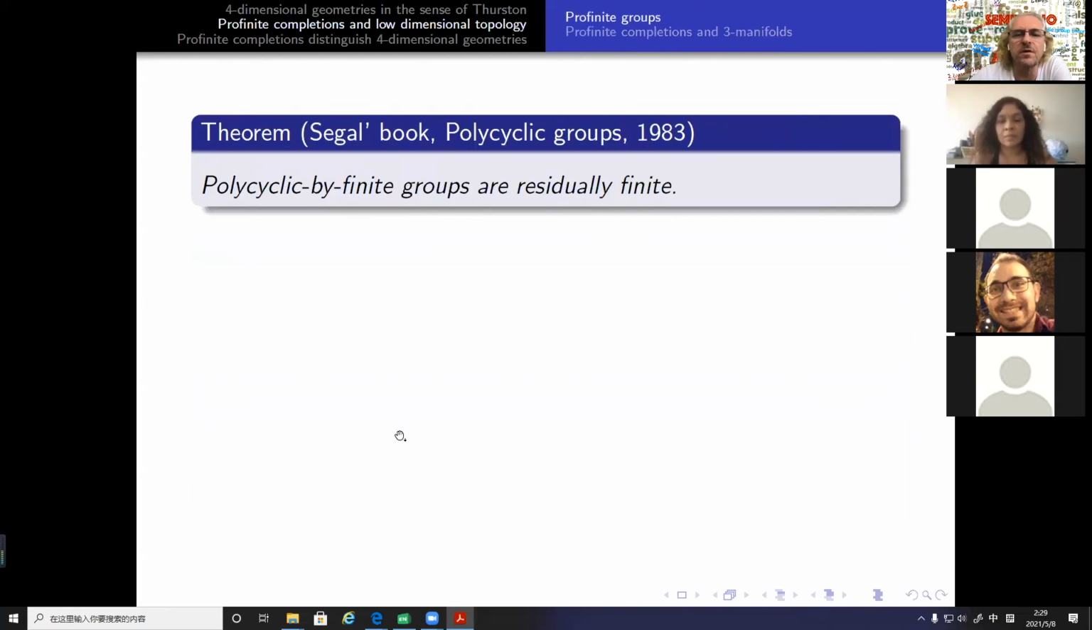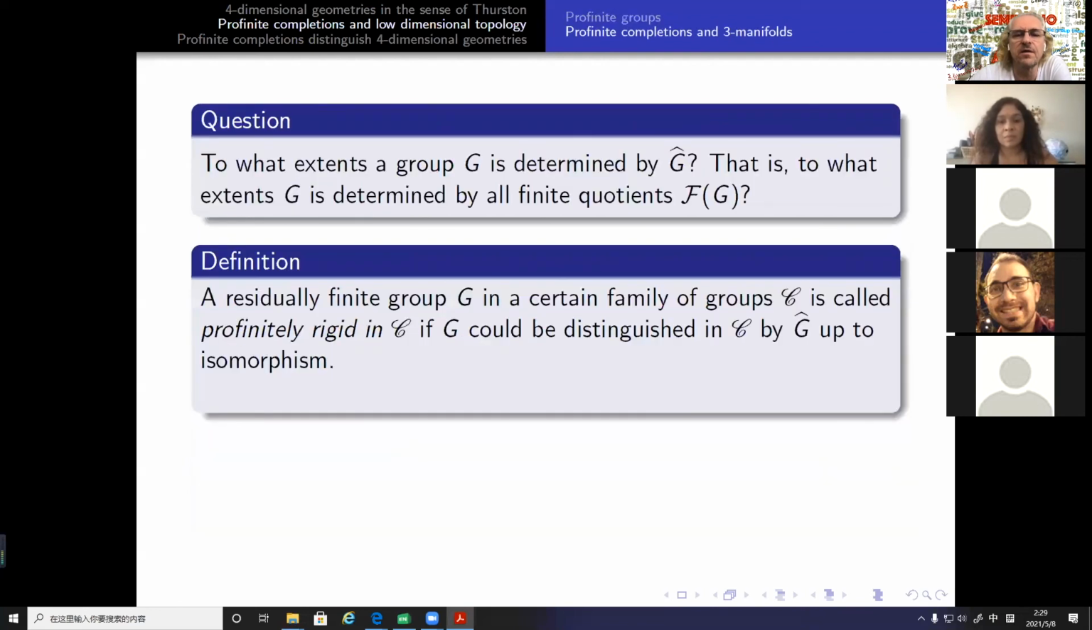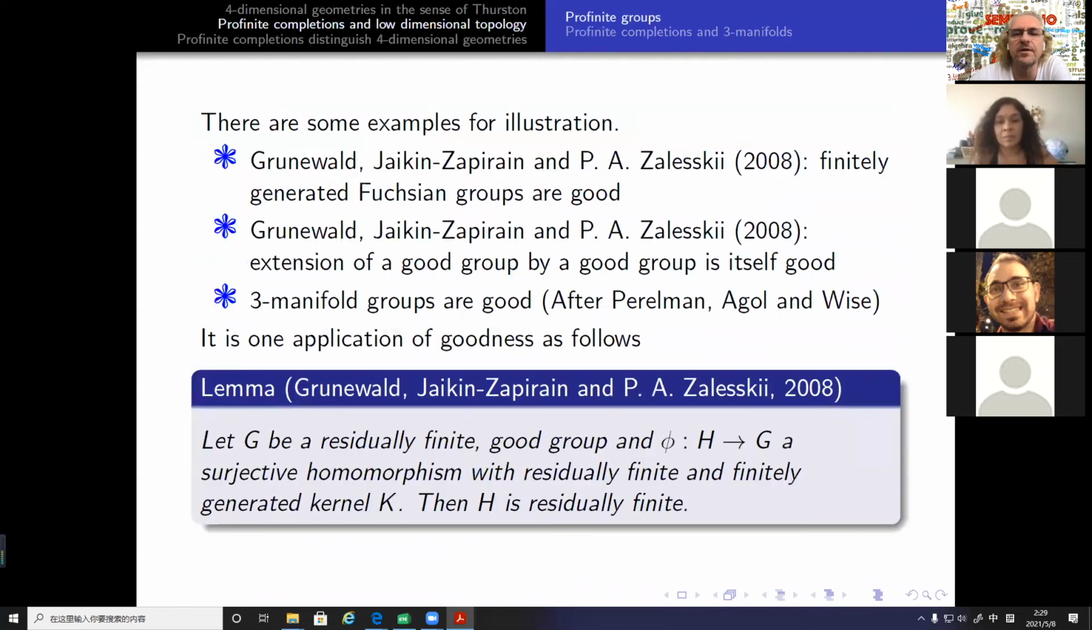No, but my question is the following. Suppose we know that the fundamental group is residually finite. Can we deduce that it admits a certain geometry, or is there a counterexample? Yes, I think there are some counterexamples. So okay. Yeah, I see.